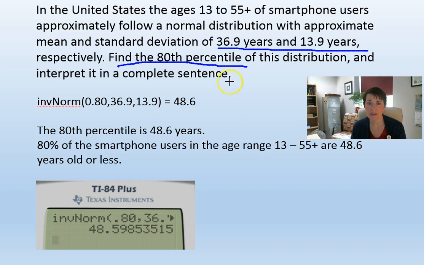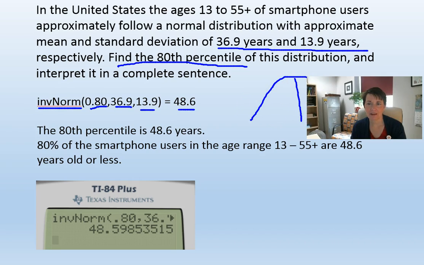Remember, when we're given the percentile, we use this inverse norm. I'm going to put the inverse norm, the percentile we're after, the mean, the standard deviation, and then the lower. And it comes out at 48.6 years.